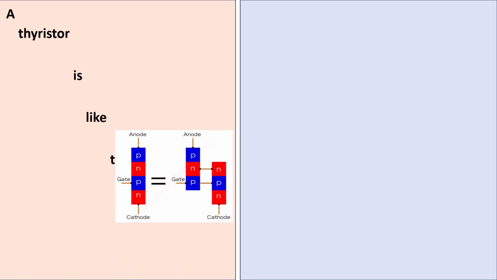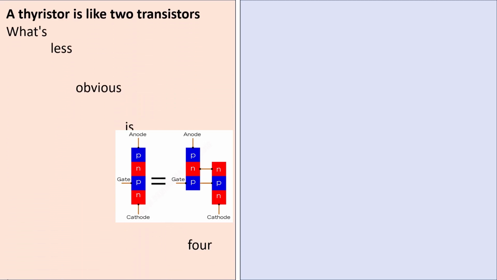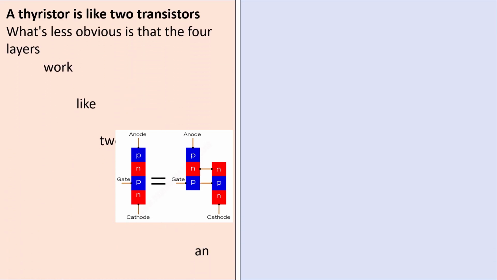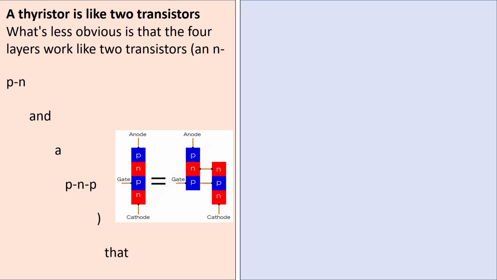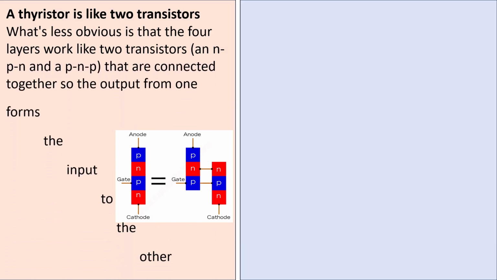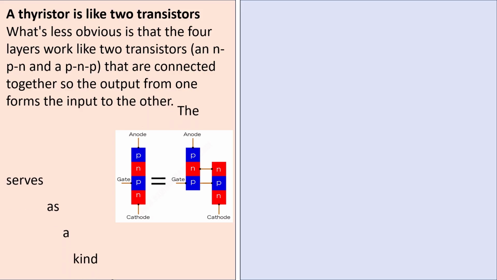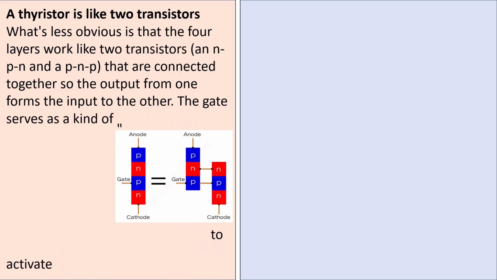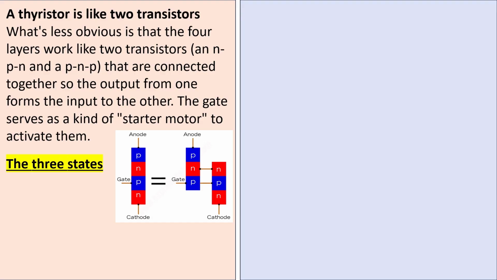A thyristor is like two transistors. What's less obvious is that the 4 layers work like two transistors, an NPN and a PNP, that are connected together so that the output from one forms the input to the other. The gate serves as a kind of starter motor to activate them. The 3 states of a thyristor: number 1, forward blocking, off state.